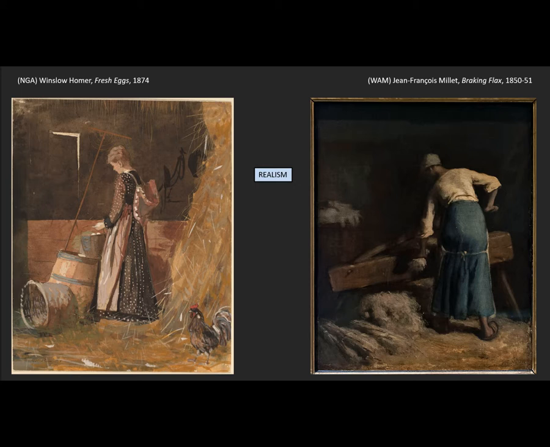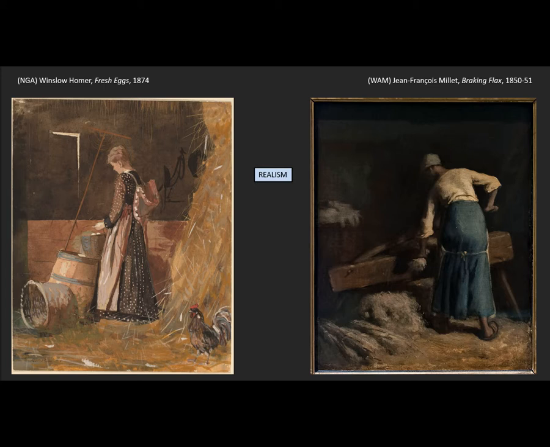Millet, one of the most prominent of the realists in France, is somebody who Winslow Homer is, I think, very much engaged with. He goes to France in 1866, spends a year there, 1866, 1867. Homer literally got a complete year in Paris, right? Studying. And if you know your way around French art at this time, it's interesting who he's interested in.